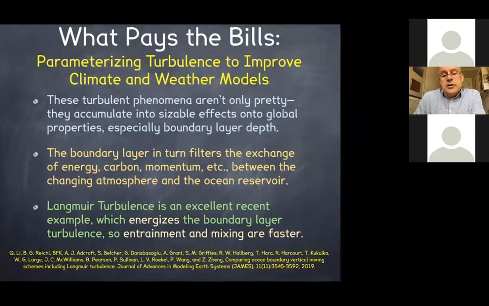And so Langmuir turbulence is an excellent recent example. It energizes the boundary layer turbulence beyond what you'd get if you just had winds. And so it makes entrainment and mixing faster. I don't want to dwell on this. This isn't really the primary topic of what we're talking about, but I want to frame these last few pieces in terms of that.